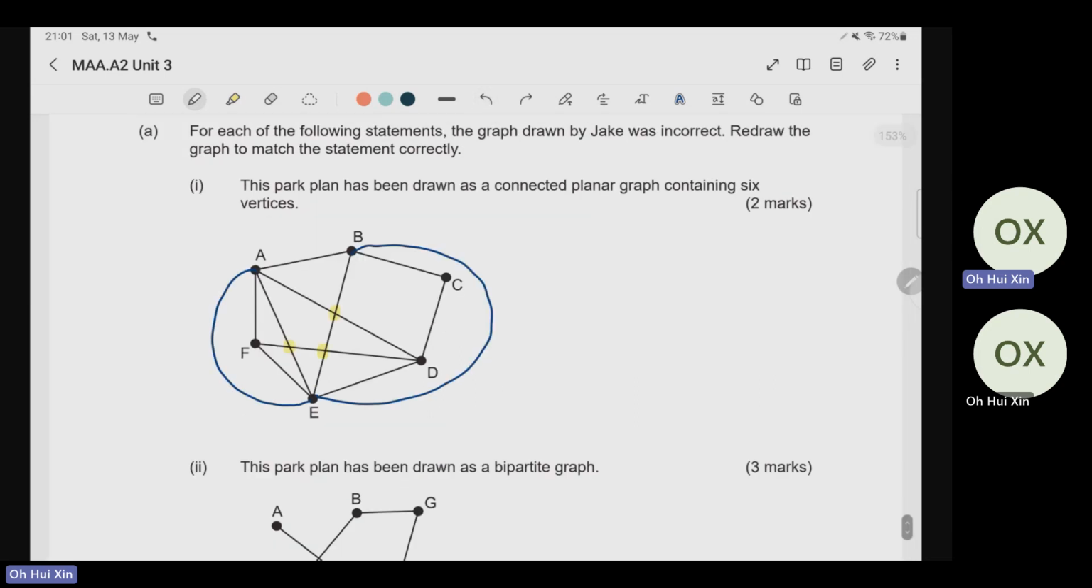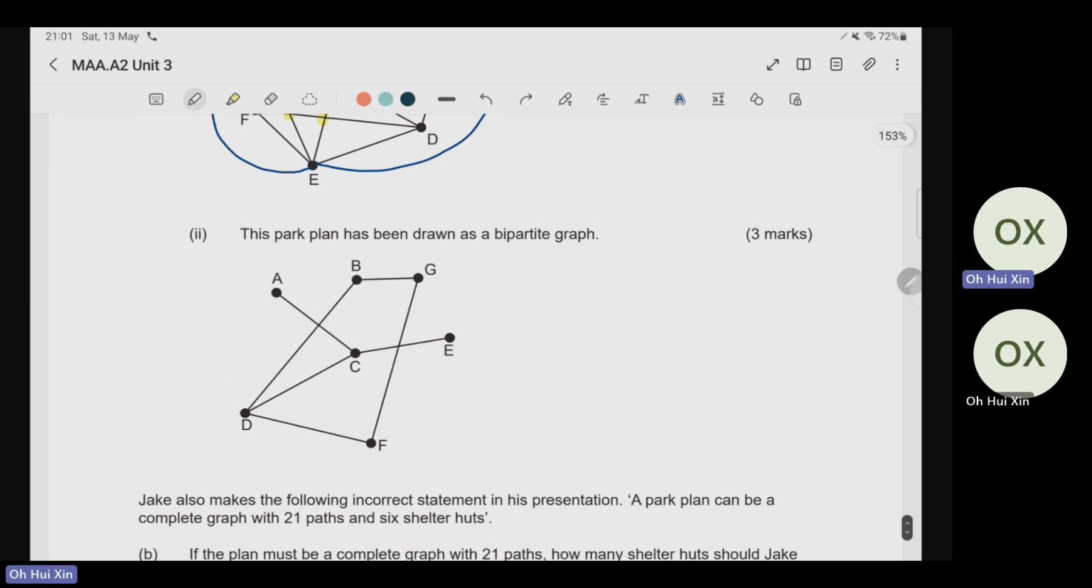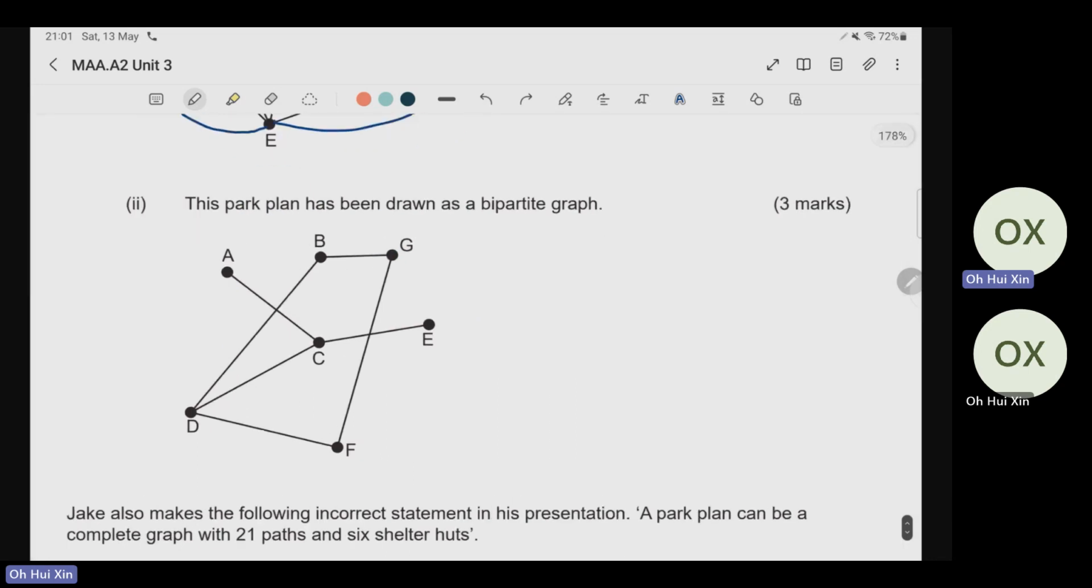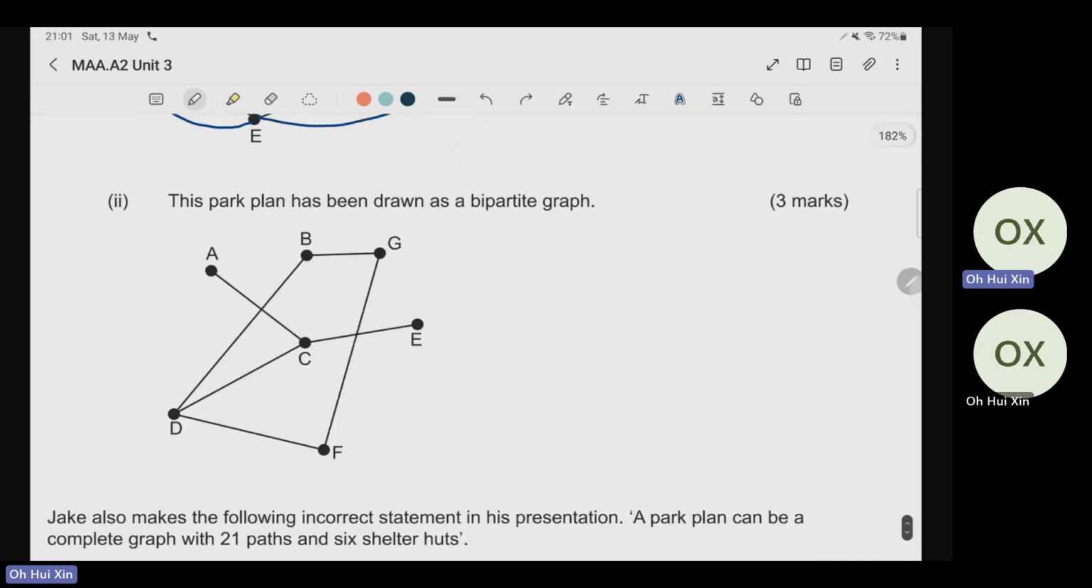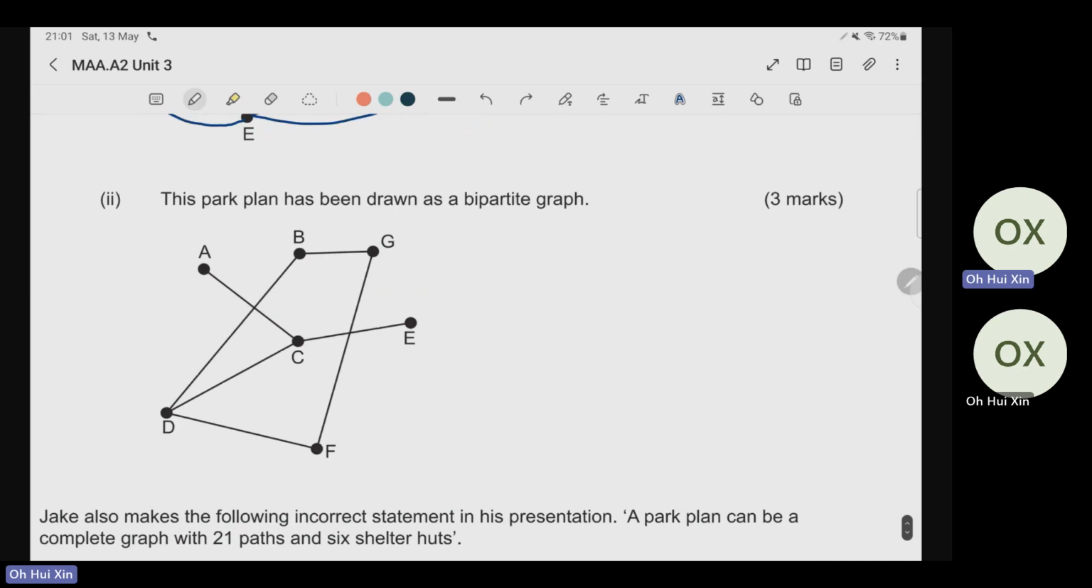Okay, then after that, part two. The park plan has been drawn as a bipartite graph. You can see that this plan is not obviously bipartite yet because you are not able to see that the vertices are in two groups. So that's why we need to use vertex coloring to make the graph an obvious bipartite graph.